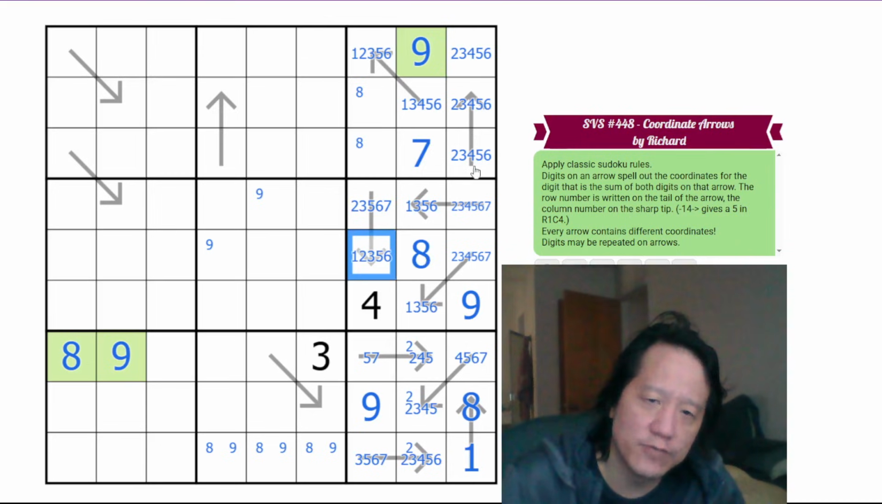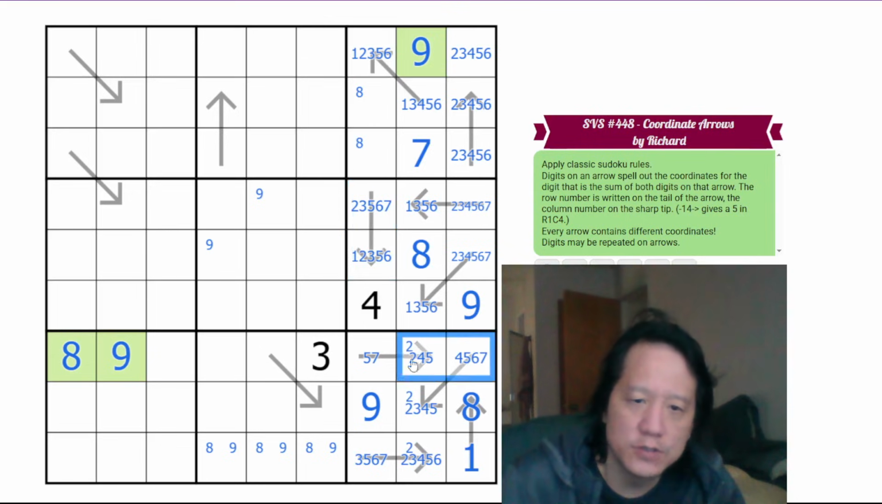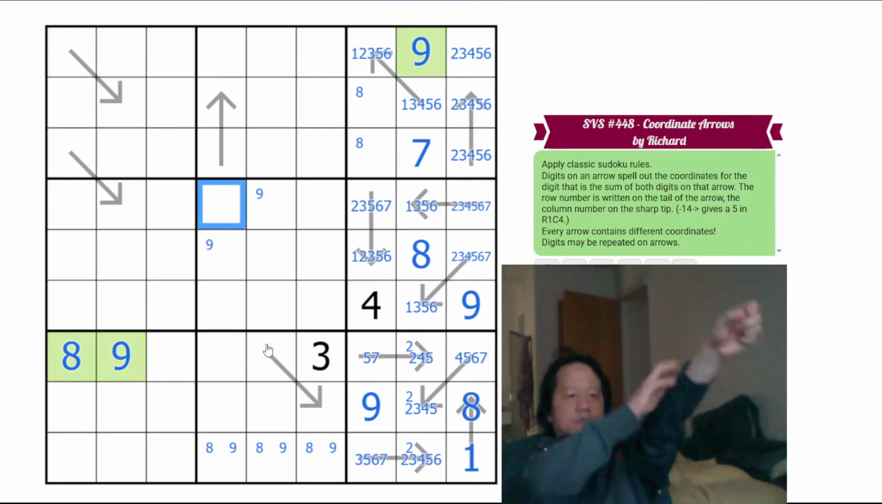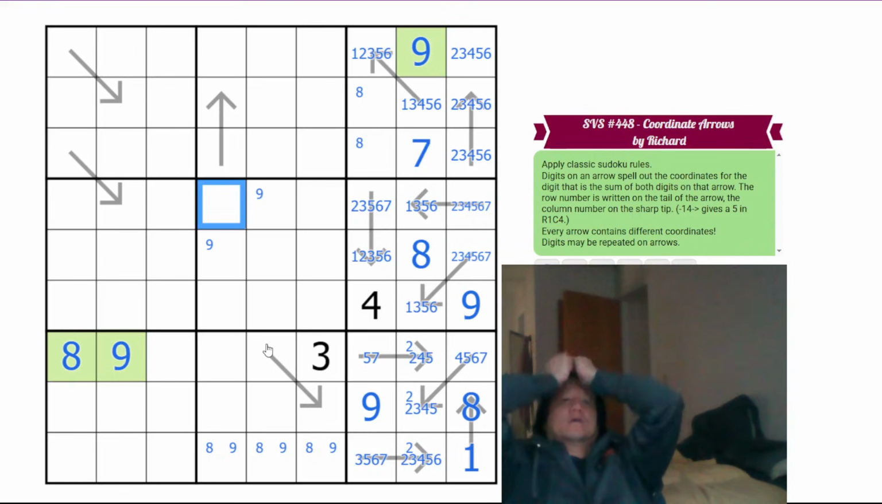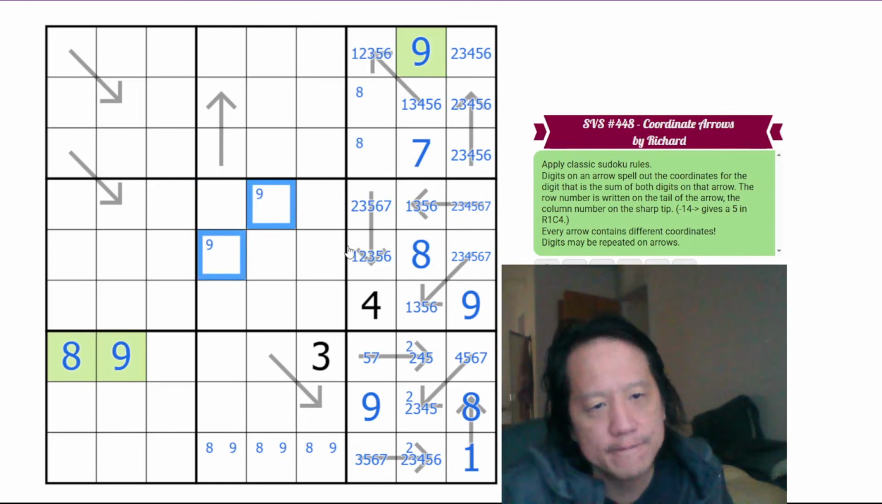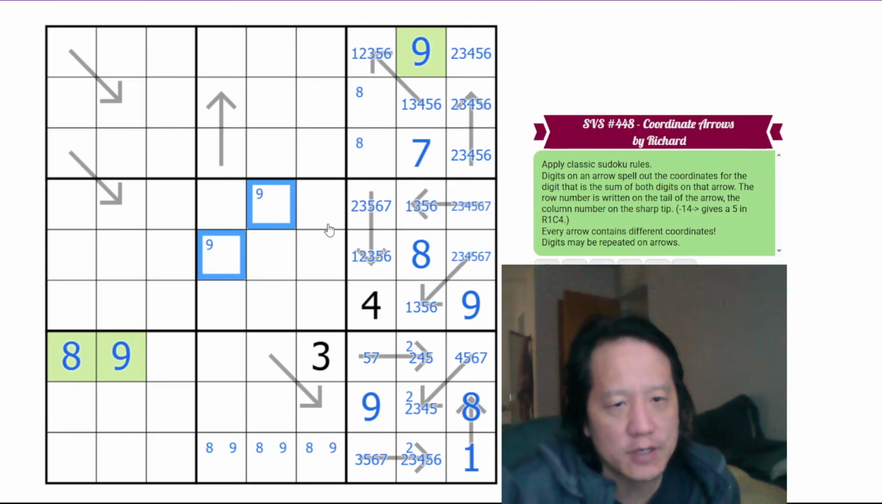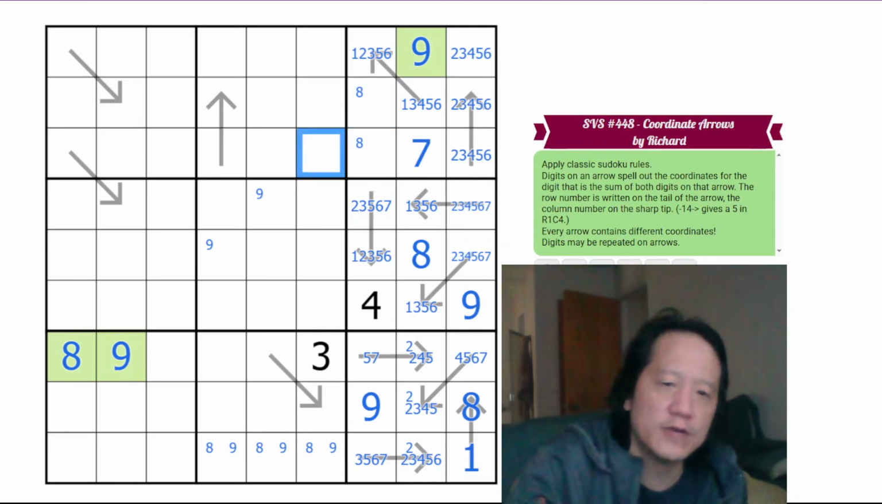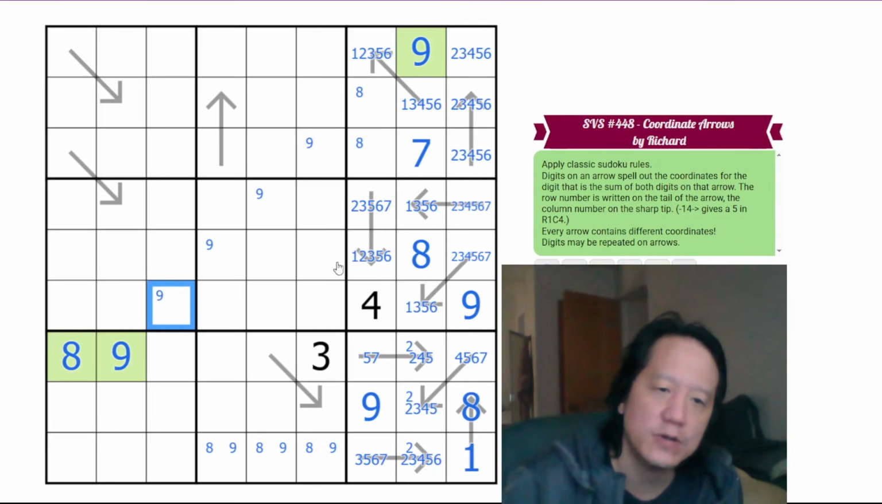How many arrows do we have? We have 1, 2, so this is 4, 5, 6, 7, 8, 9, 10, 11, 12, 13 arrows. Interesting. How many 9s can we have? We can only have one more 9. So one more arrow adding up to 9, because we have guaranteed 1 here, 2 and 3. Obviously this can't be 9 anymore. You could have 9 here. You could have 9 here.